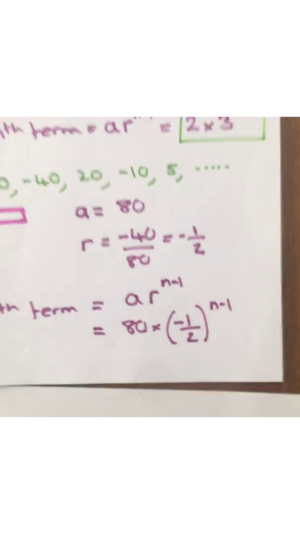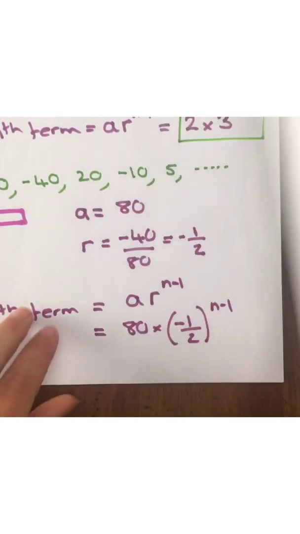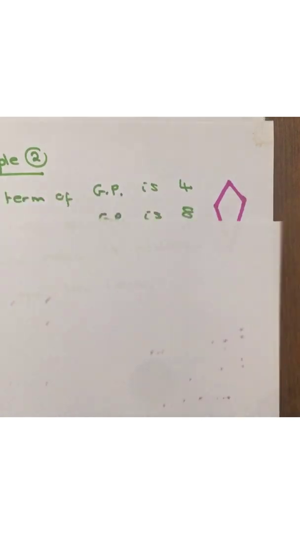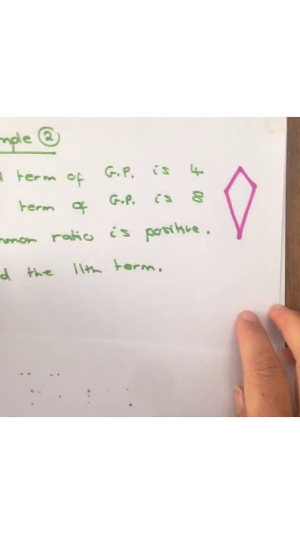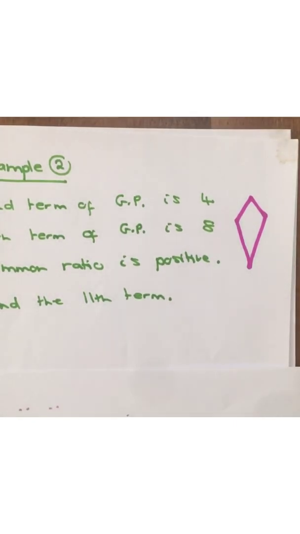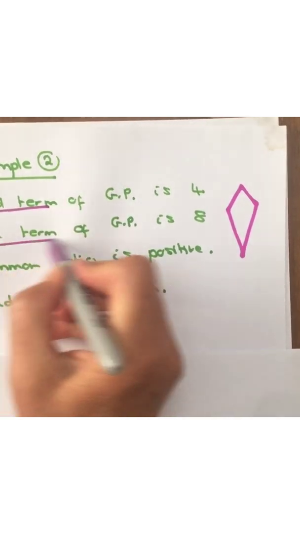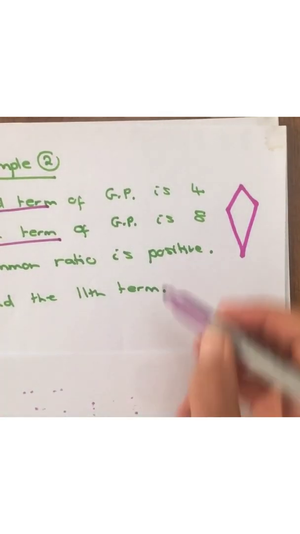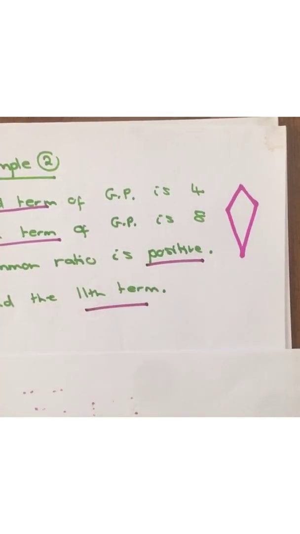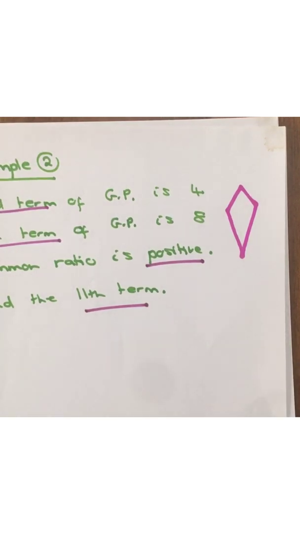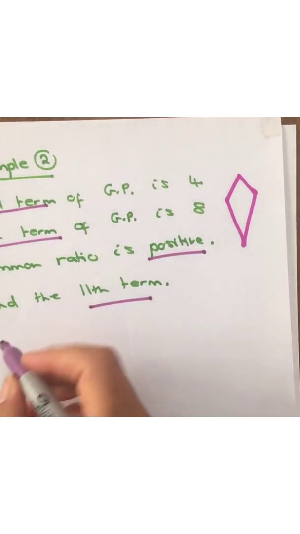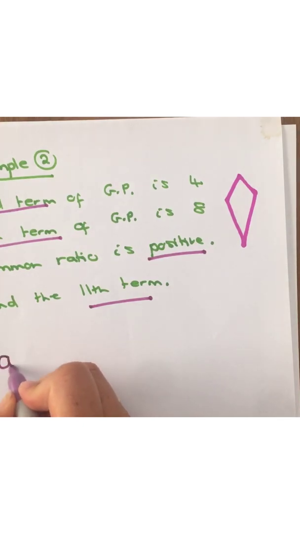Okay, so next, another example. Okay, getting a little bit harder now. The second term of a GP is 4. The fourth term of a GP is 8. The common ratio is positive. Find the 11th term.